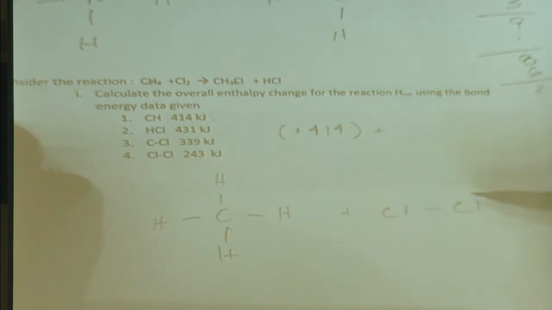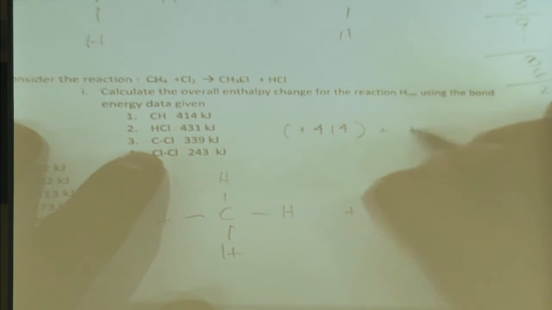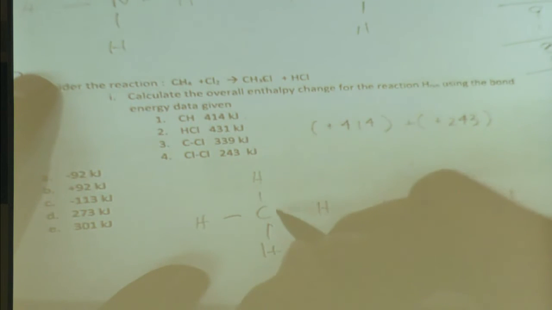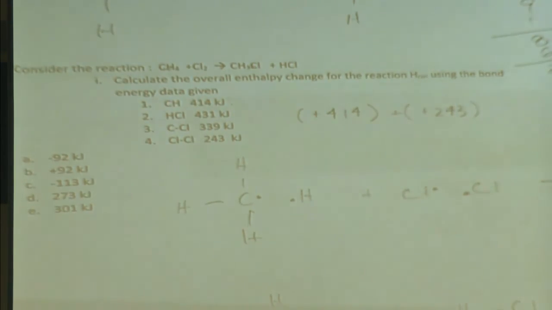And then what are we going to want to do? Are we going to want to break this chlorine bond? Yeah, so when we break that, what happens? 243, and it's positive. So at this point, this is what we have. We broke this carbon-hydrogen bond. We broke this chlorine-chlorine bond. That's what's going on. They're kind of floating in space with their, this has 7, that has whatever.